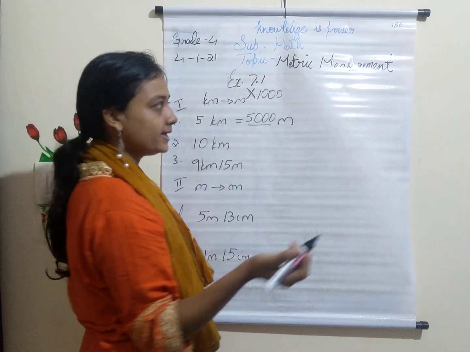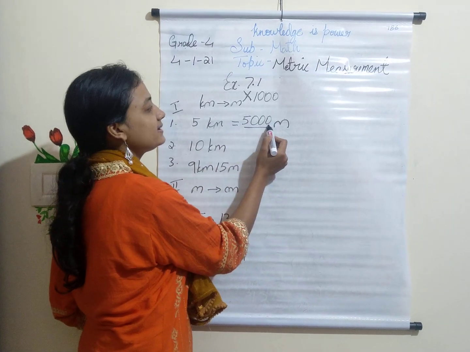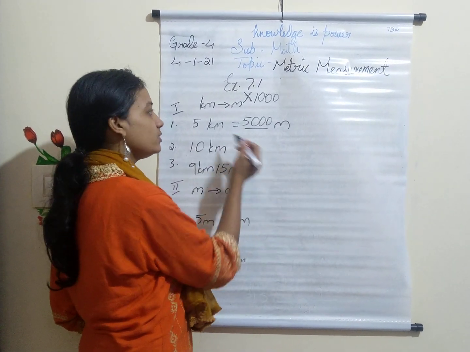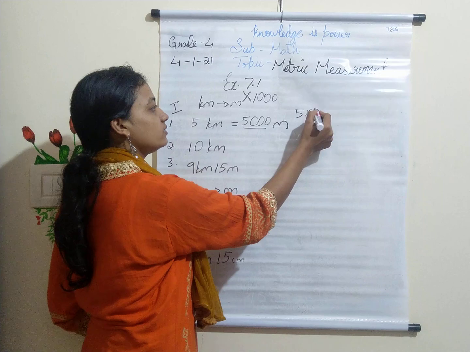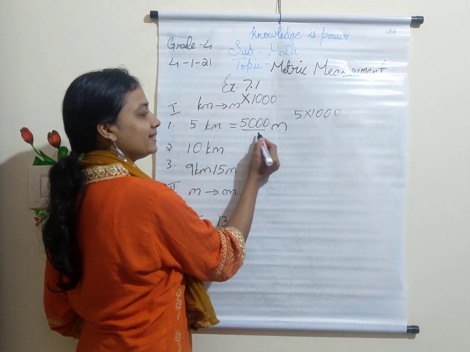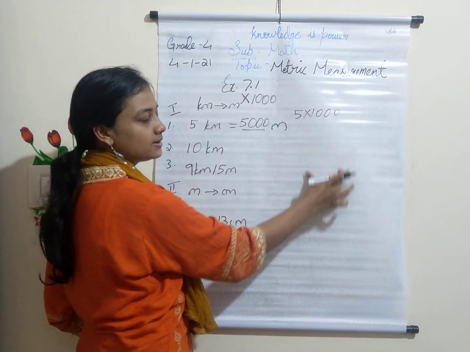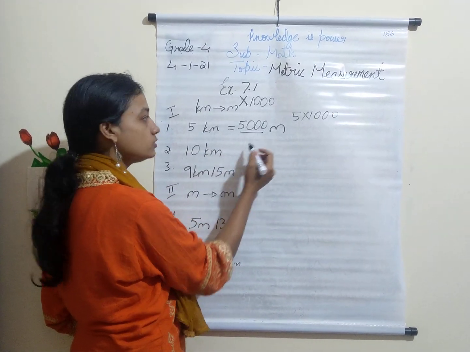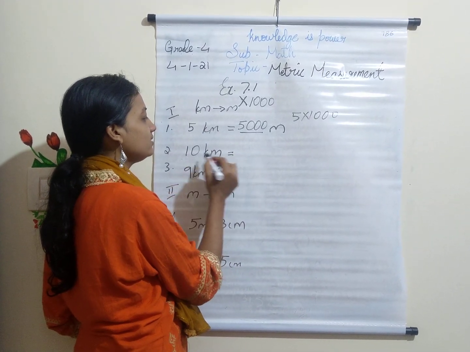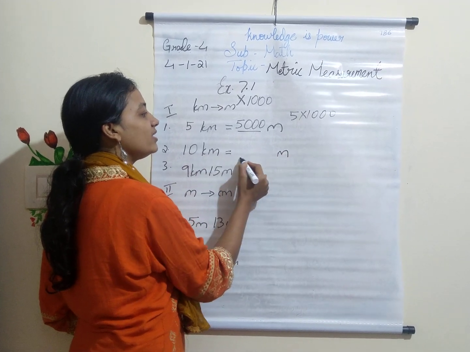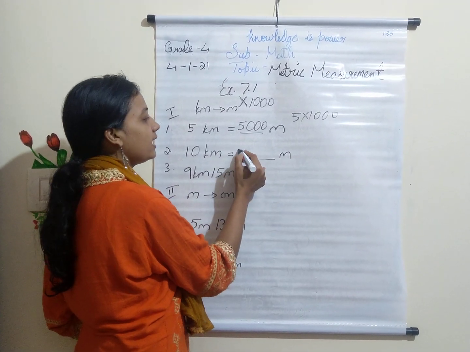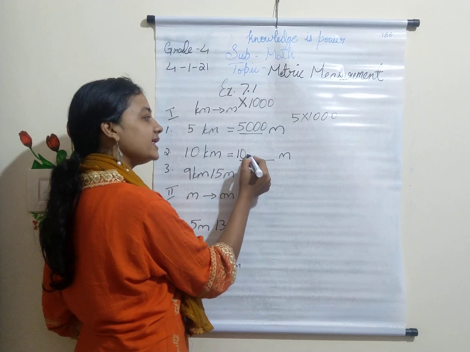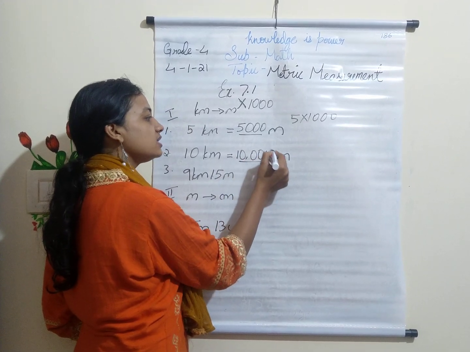One more small trick is, after this number add 3 zeros. When you multiply 5 with 1000, you get this answer. Instead of multiplying and making a big process, after this number add 3 zeros. Similarly, I have 10 kilometer. When I multiply with 1000, I write 10 and then add 3 zeros.